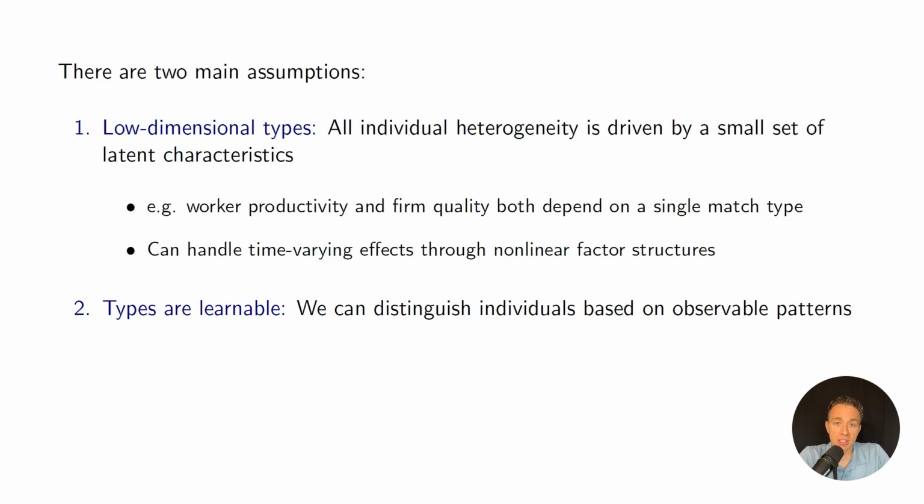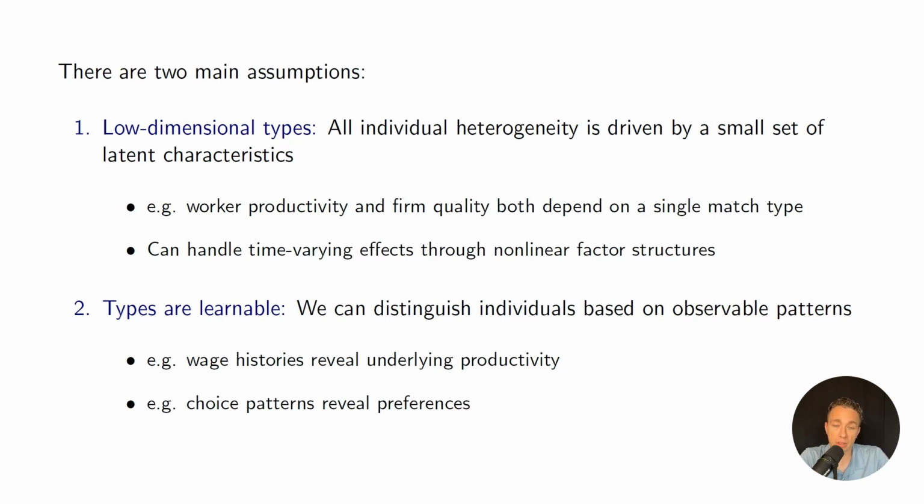The other main assumption is that the types are learnable, which just means that we can identify the types through the data that we have. So if I see somebody who persistently has a much higher wage than their observables would imply, then that must mean that they're overly productive. And so I should assign a high group fixed effect to that person.